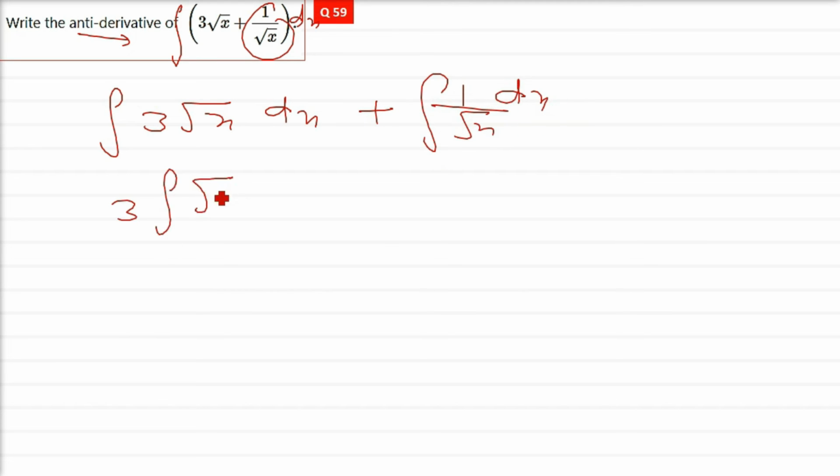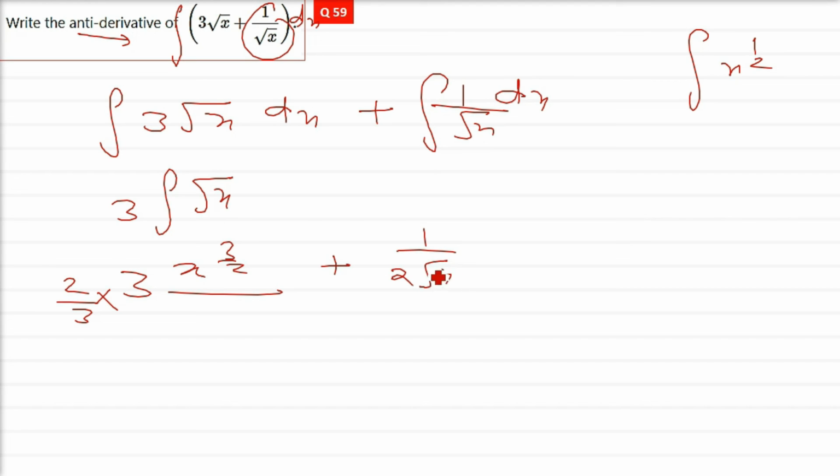So for 3 root x, x to the power half is simply x to the power (half plus 1) divided by (half plus 1). So we get x to the power 3 by 2 divided by 3 by 2, it goes up as 2 by 3, 3 gets cancelled. So the first term will be only 2 into x to the power 3 by 2. Now the second term, 1 by root x, let's do it.